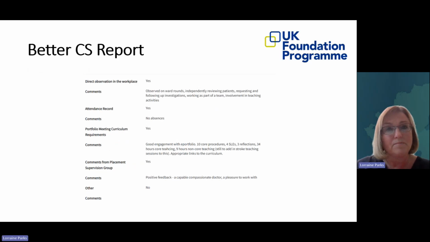Maybe a better example of an end of placement clinical supervisor report would be something like this. Not saying it's the best, but it certainly feels like a better example. It has a little bit more specific language and examples, a bit more encouraging to the foundation doctor. And I think it shows that the clinical supervisor has really gotten to know the foundation doctor well and observed them quite closely in a variety of situations during their 4-month placement. Hopefully, it's more likely to motivate the foundation doctor as they would move into their next placement.